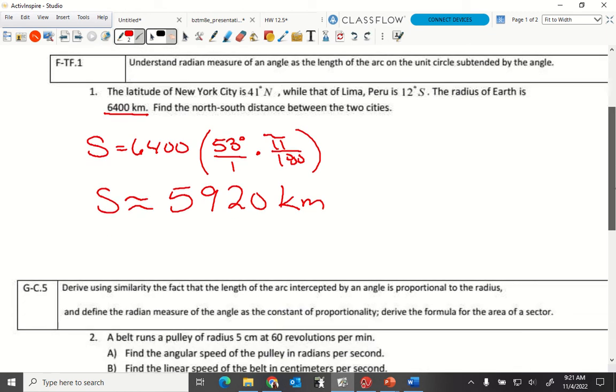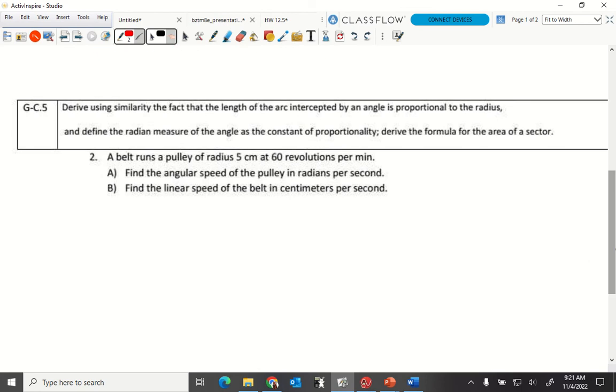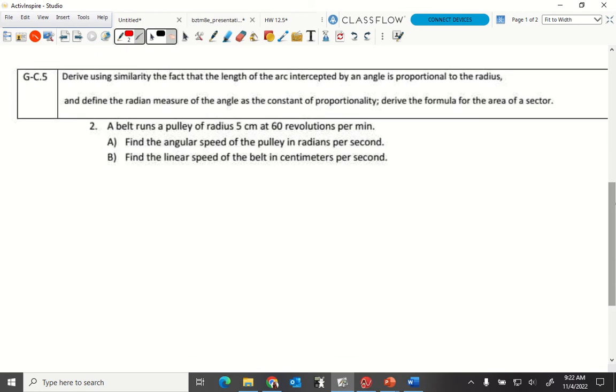Alrighty. Number dos. A belt runs a pulley. Radius is 5 centimeters. 60 revolutions per minute. So, let's see. I have radius is 5. 1 revolution per minute.